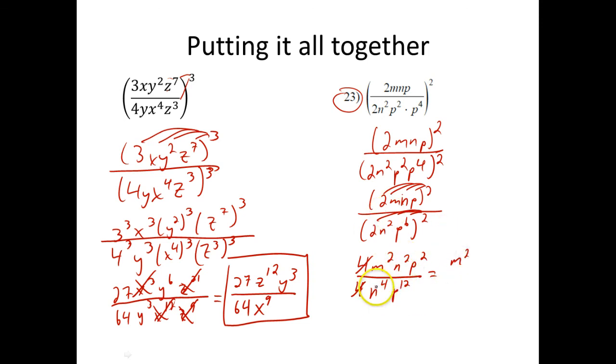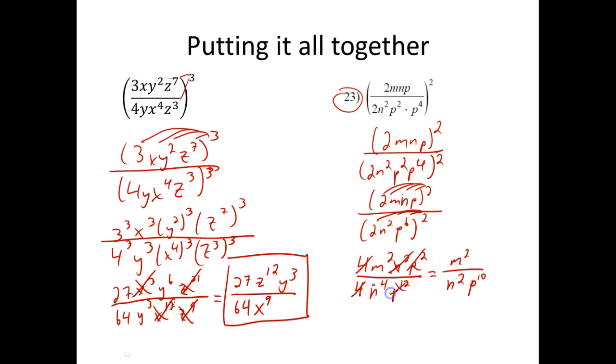We got n squared over n to the 4th. So more n's on the bottom, but 2 of them are still going to cancel. So 2 of them go away. The n's on the top are gone. I'm left with 2 n's on the bottom. So I have n squared. And I got p squared up top, but lots more p's in the bottom. So 2 of those p's are going to cancel, and I'll be left with p to the 10th on the bottom, because I can subtract 12 minus 2.